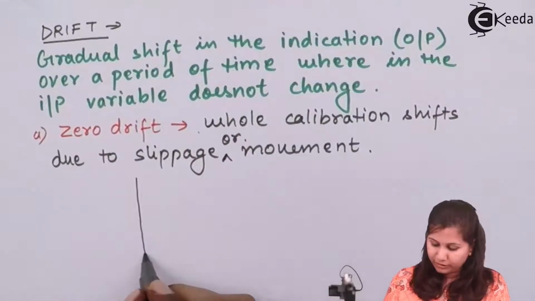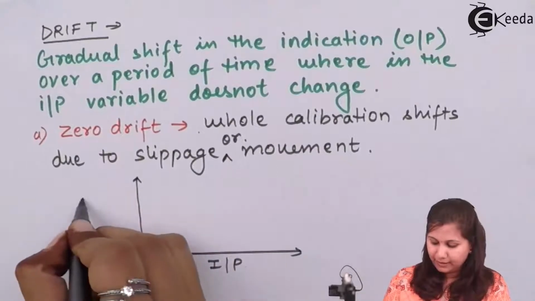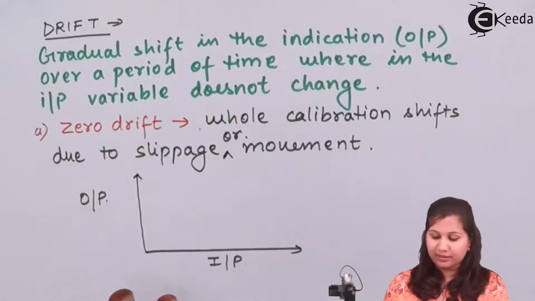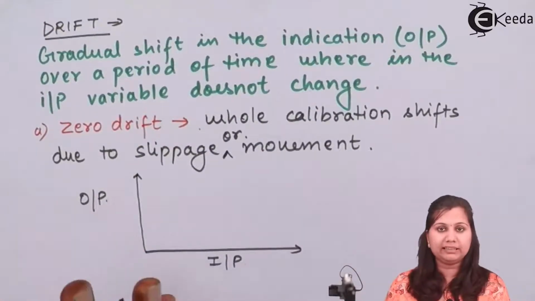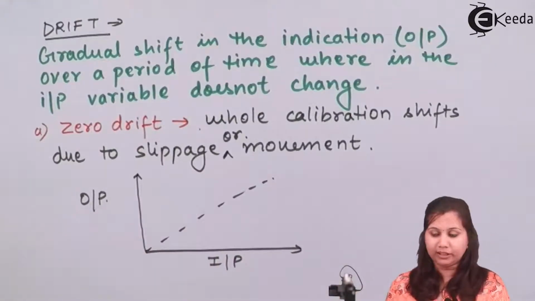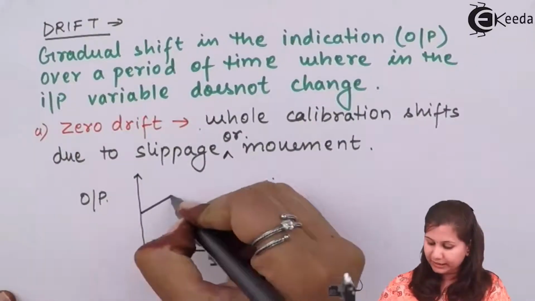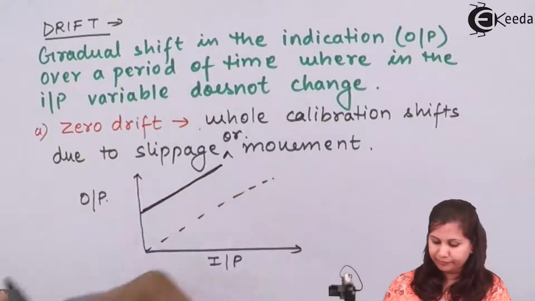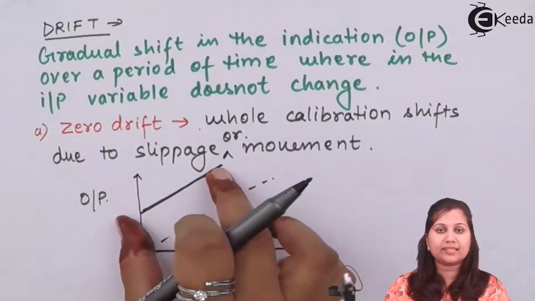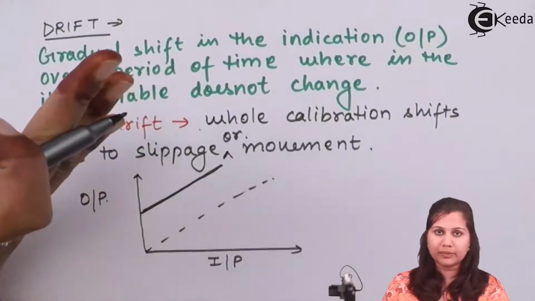Now if we draw the graph for it, suppose this is the input and this is the output. If we talk about the normal characteristics, the input and output are linearly related with each other. But due to the shifting, the complete calibration has shifted to some other point, so we are getting a different graph. These are the normal characteristics, and these are the characteristics with the zero drift. So the complete calibration has shifted to some other position.